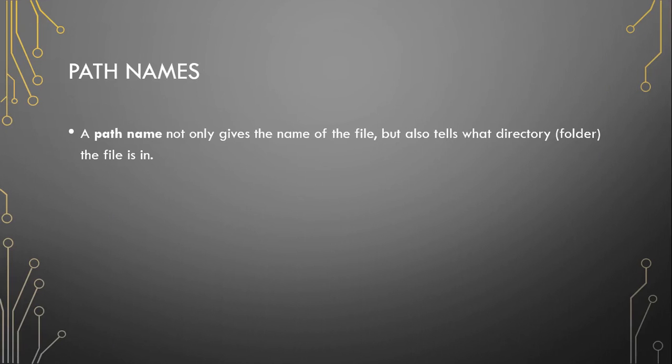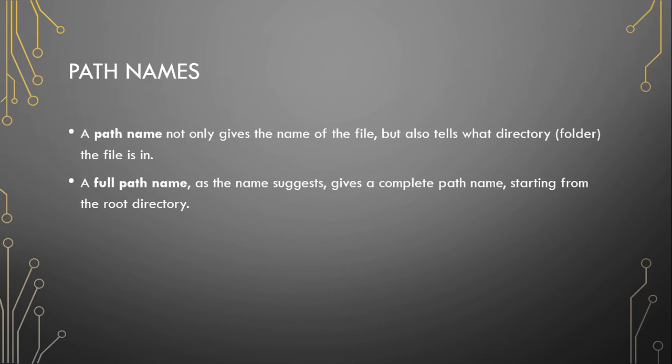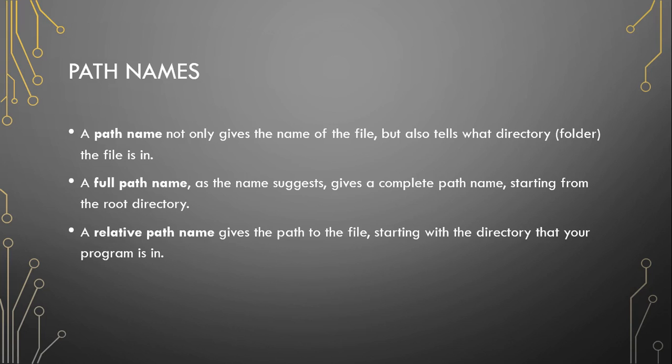So a path name not only gives the name of the file, but also tells what directory or folder the file is in. A full path name, as the name suggests, is a complete path name starting from the root directory. So, for example, if it's on the C drive, or if it was on a flash drive, it would be whatever the name of the flash drive is. Let's say it's F, so F:\ and so on. Now, a relative path name gives the path to the file starting with the directory that your program is in.